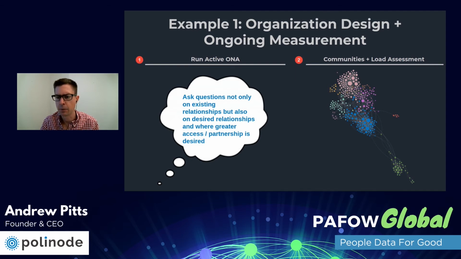And then the second step is to take that data and to apply things like community detection algorithms, and also understanding and assessing where there are pinch points or high degrees of load in that organization, and informing that, not necessarily to completely redesign the formal structure, but using that to perhaps make some areas of the organization more aligned with the informal structure and more agile in some respects.